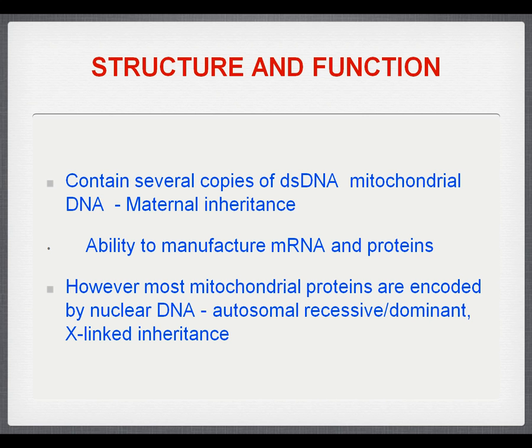So something unique to mitochondria is that they contain several copies of double-stranded DNA, so it's actually mitochondrial DNA that is maternally inherited. And this gives them the ability to manufacture their own mRNA and proteins. However, most of the mitochondrial proteins are actually encoded by nuclear DNA, and I'll refer to this later, the genetics of that are standard with the autosomal recessive, dominant, X-linked.